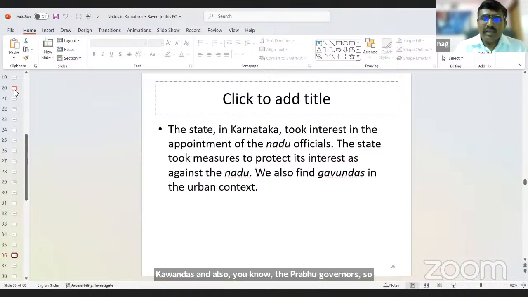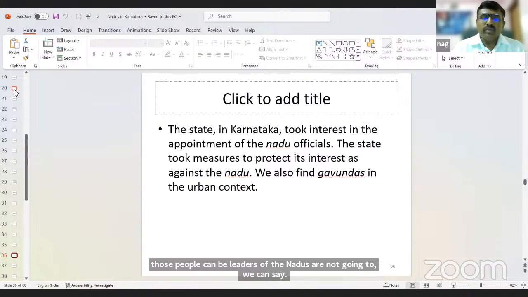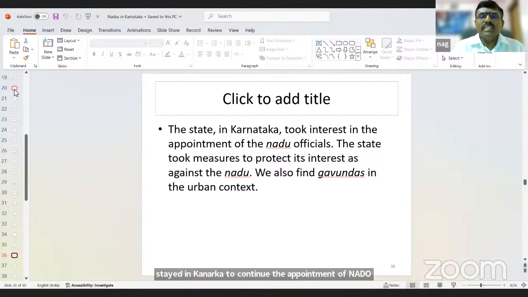The state in Karnataka took interest in the appointment of Nadu officials. So we find that the state is controlling the Nadus. It's very apparent that the state was trying to control the Nadus, and took measures to protect its interest as against the Nadu. So in Karnataka we have this evidence of how the state was trying to control the Nadus.